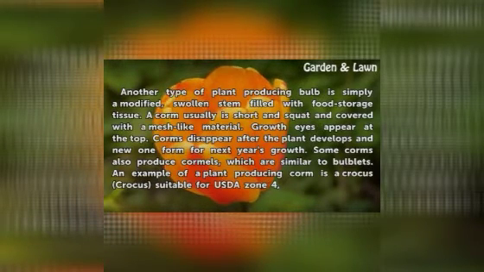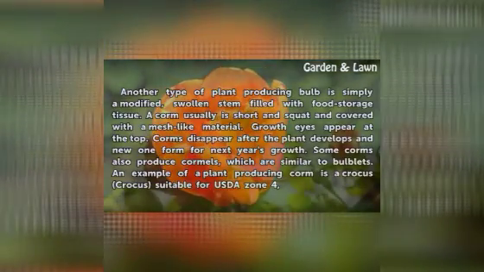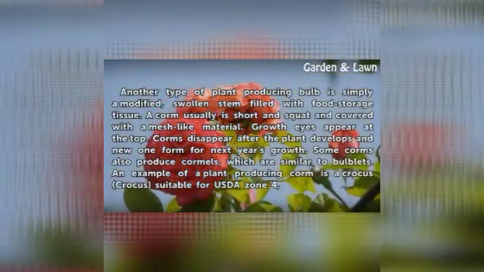Corms disappear after the plant develops and new ones form for next year's growth. Some corms also produce cormels, which are similar to bulblets. An example of a plant producing corm is a crocus suitable for USDA Zone 4.